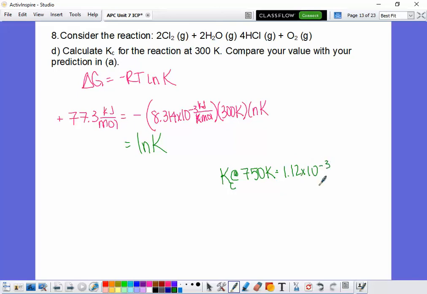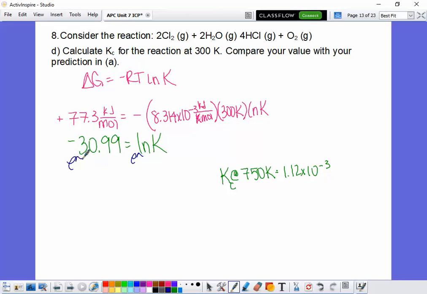What do you get as your natural log of K? Negative 30.99. You forgot the negative in front of it, it's negative RT ln K. So you should get negative 30.99. And then how do we get rid of the natural log? E both sides. E to the this, e to the this.